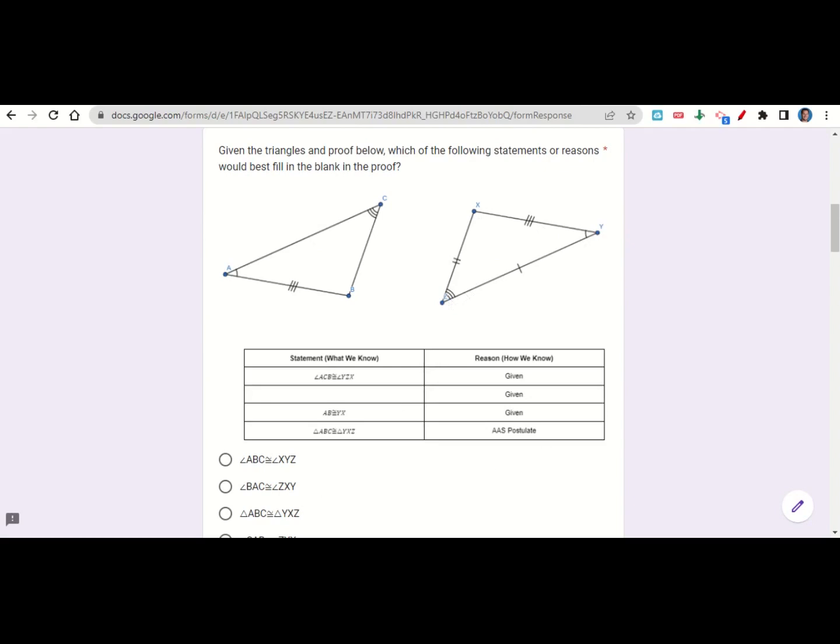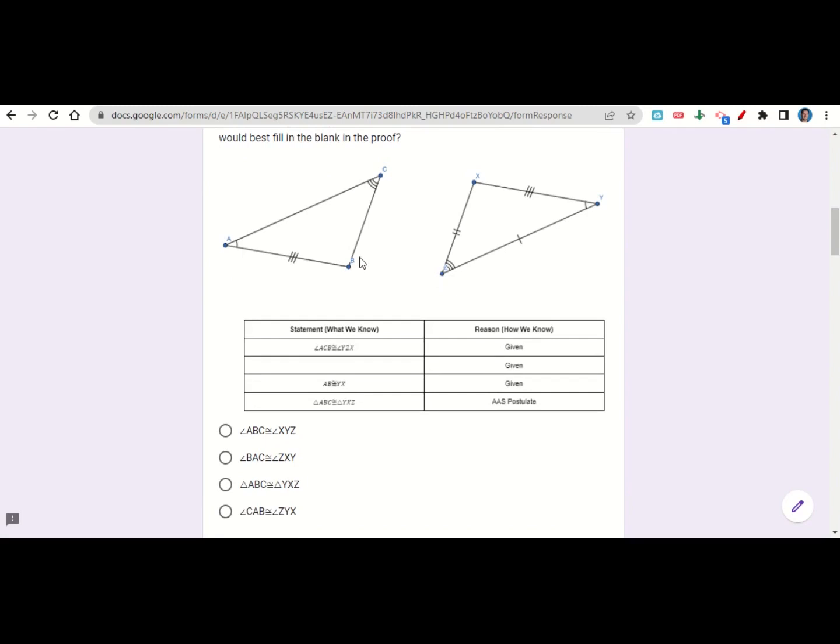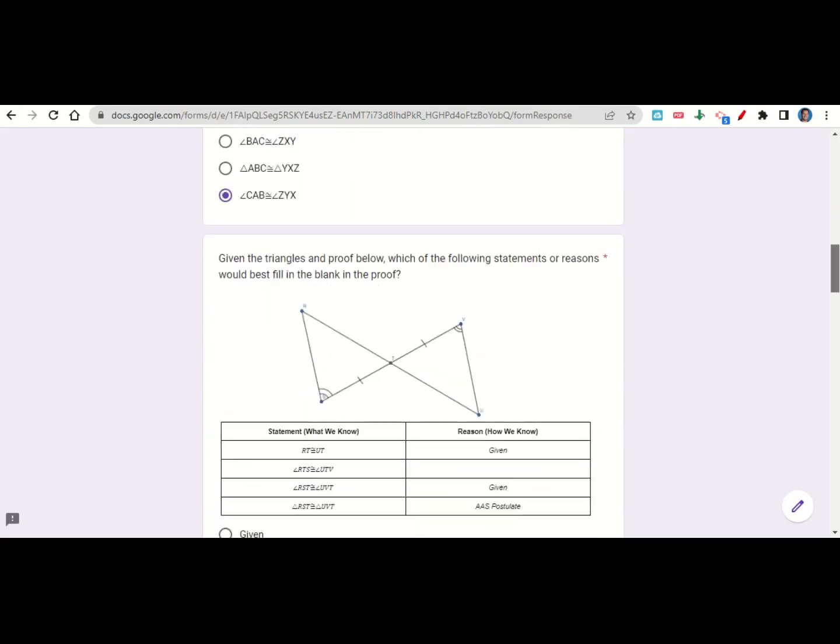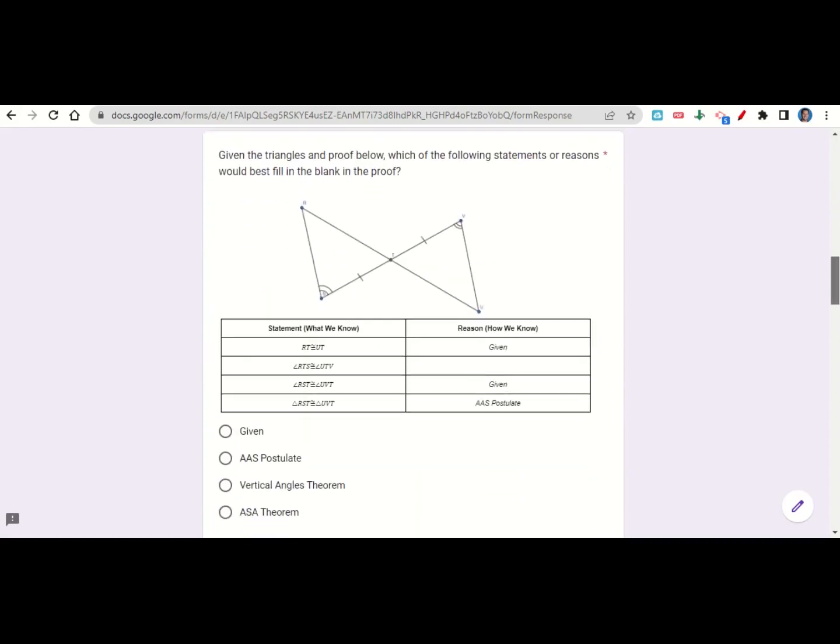Well, do we see anything like that? So we don't see that one, but let's try it the other way. So angle CAB is congruent to angle ZYX, which is this one here. So that would be our answer. Then we'll go down and do this one.